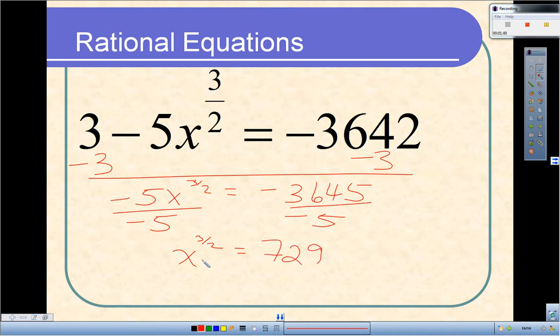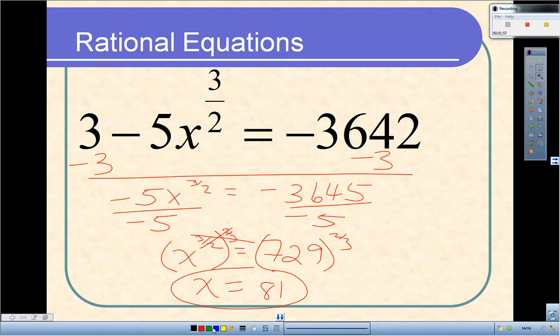729. And now that I've got the variable isolated, now I can raise it to its reciprocal. So the reciprocal of 3 over 2 would be 2 over 3. The reciprocal and its power cross out, so that leaves me x. And 729 to the 2/3 power is 81. And that will be my answer for that problem.